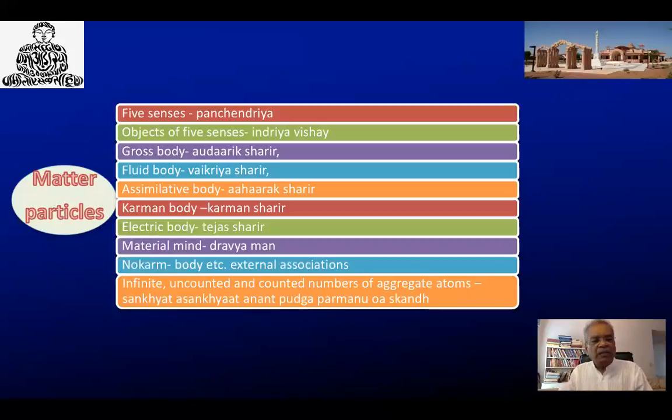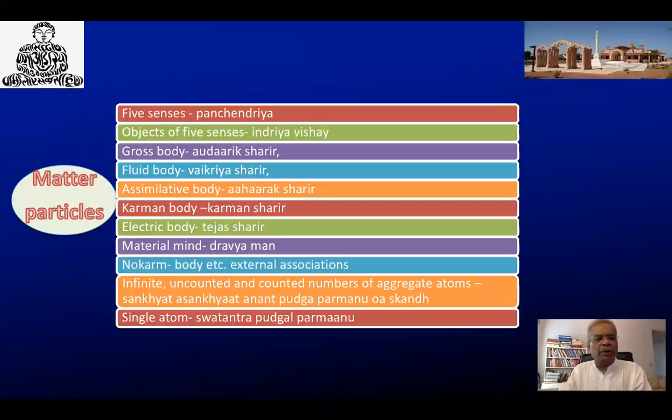Then infinite, uncounted, counted numbers of aggregate atoms are also called material particles, and we are going to talk a lot about that, hopefully time permitting today. And a single atom means swatantra pudgal parmanu. If I take a cube, divide it into two and further into two and further into two, and come to a point at which I cannot break it into two pieces.